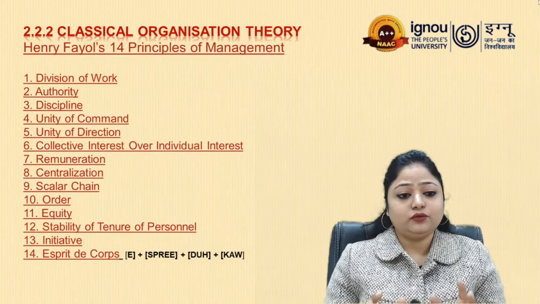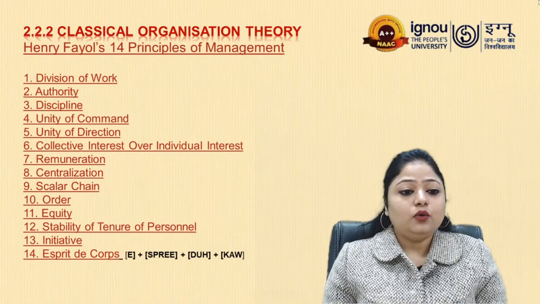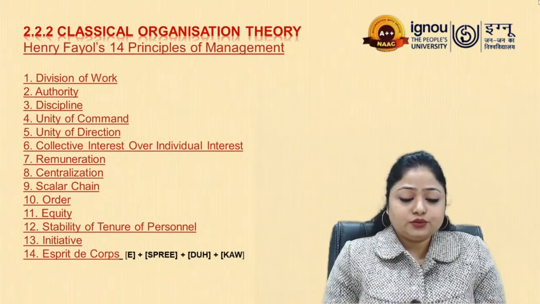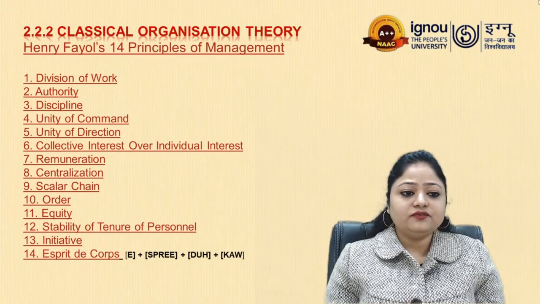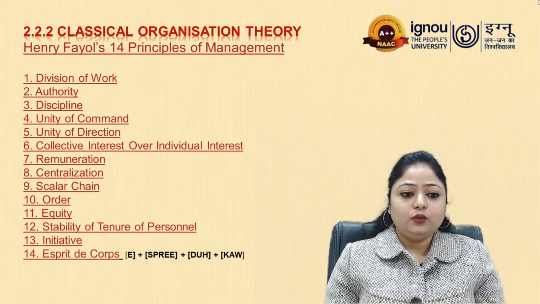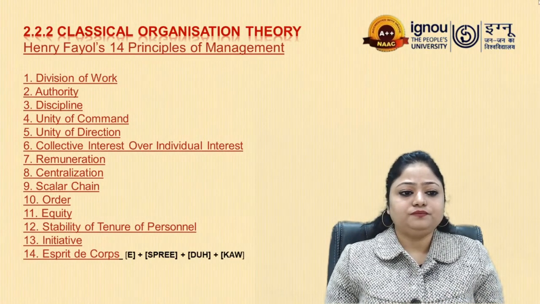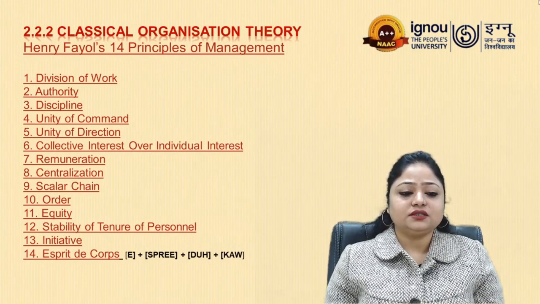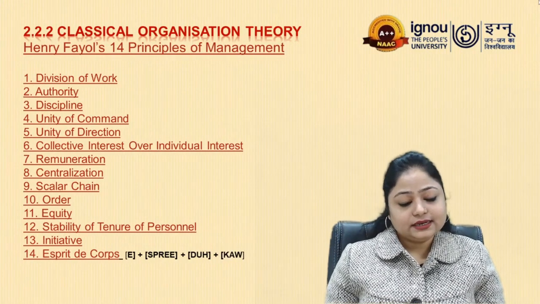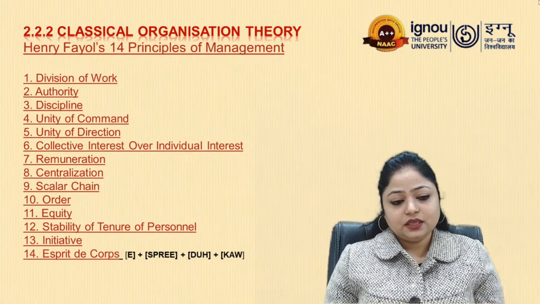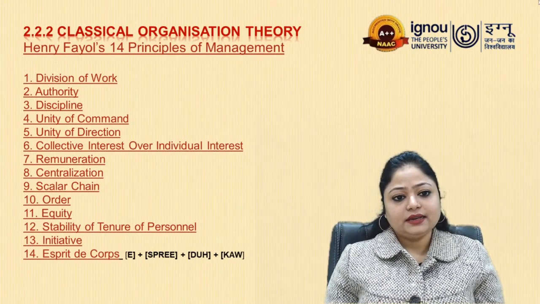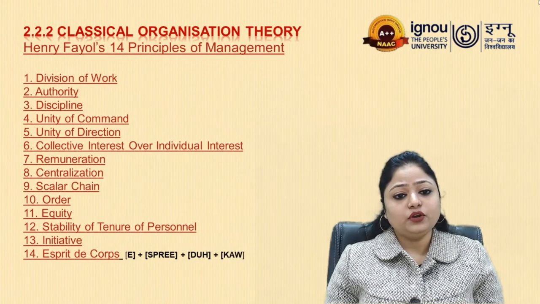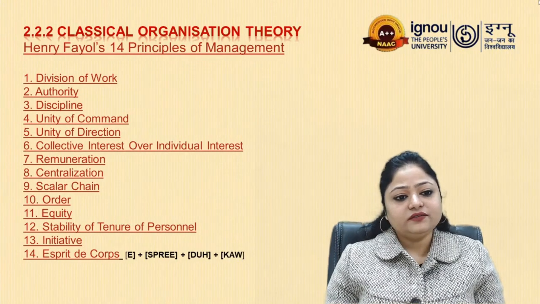Unity of direction: one person decides what direction is to be given to the subordinates, so that nobody is confused and everybody knows where the direction is coming from. Then collective interest over industrial interest. People should realize that their own interest should be aligned with the industry's interest, and collective interest should be given more importance over individual interest.